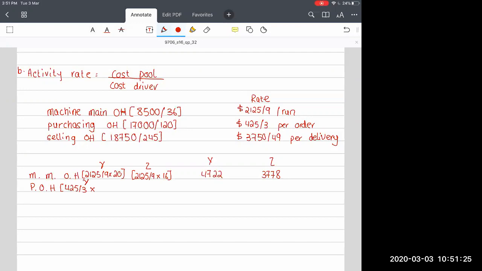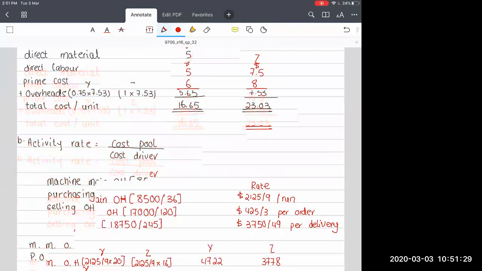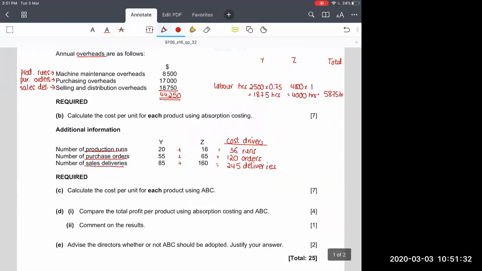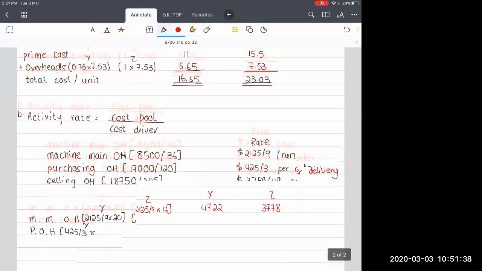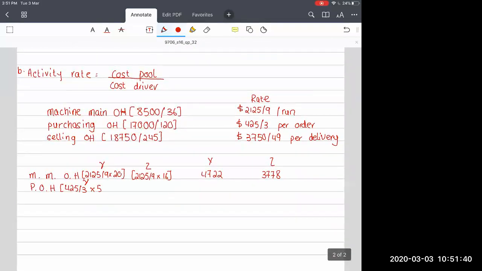Multiply by, अगर X की बात करें हम लोग, Y की बात करें, तो Y के अंदर how many purchasing orders do we have? We have altogether 55 orders. Multiply by 55, and for Z, we have 65 orders. So Y के overheads comes to 7792 and Z is 9208.